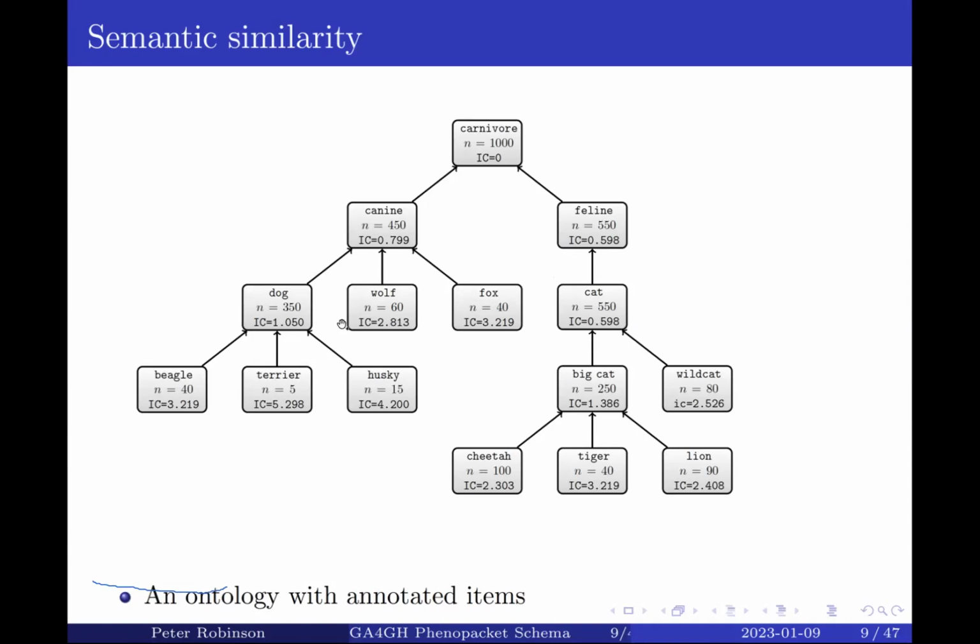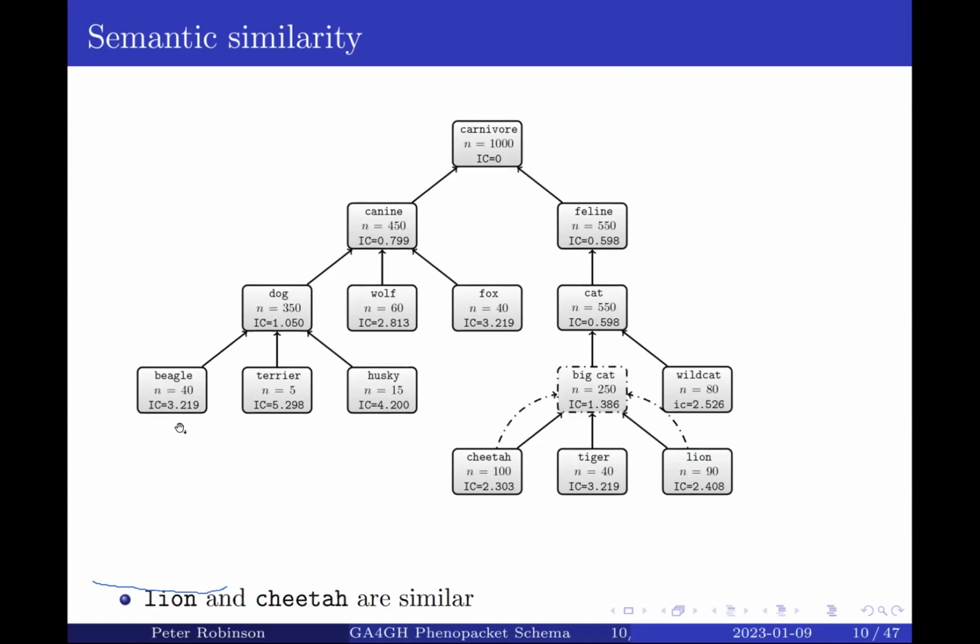And so the information content of, for instance, beagle is defined by 40 divided by 1,000. And the thing is that all beagles are dogs. So all of these 40 annotations basically get included in the count of dogs. And so if we add up, we have 40 beagles, 5 terriers, 15 huskies, that's 60. But there must be 200 and other books that are just about dogs in general. So this is an important thing to realize. This is why the specificity goes up the further down the ontology you go.